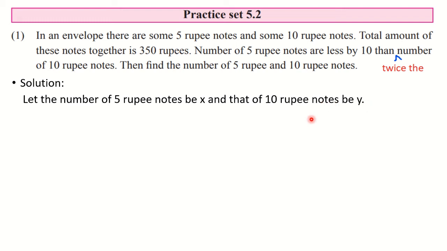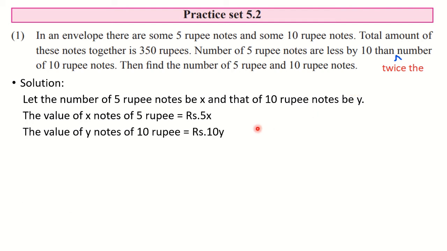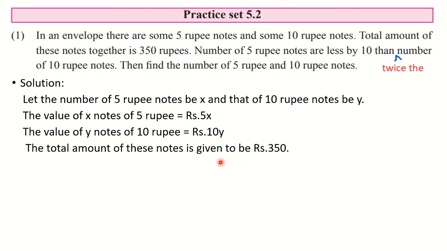Now let us make use of the conditions. See the first condition. Total amount of these notes together is 350 rupees. So value of 5 rupee notes will be what? 5x. Correct? Value of 10 rupee notes will be what? 10y. And together their sum is given as what? 350. So what we can write down? 5x plus 10y is equal to 350. Okay, so according to the first condition, we got the equation 5x plus 10y is equal to 350.